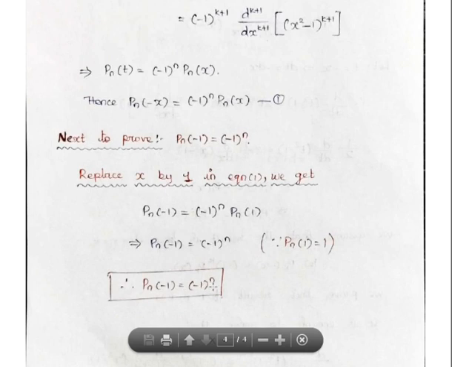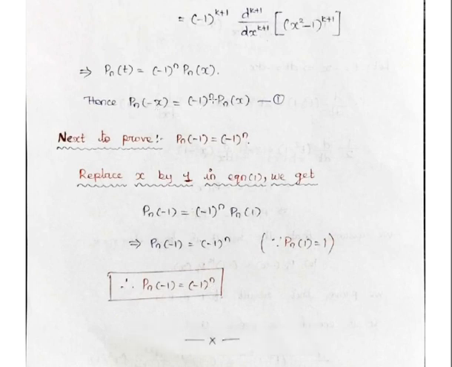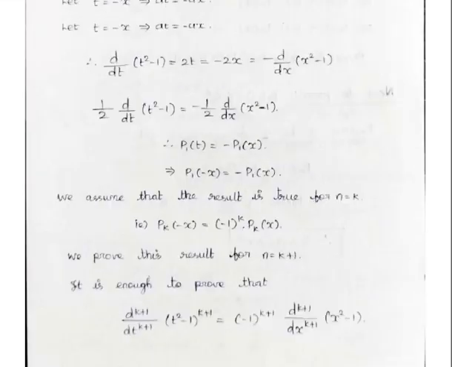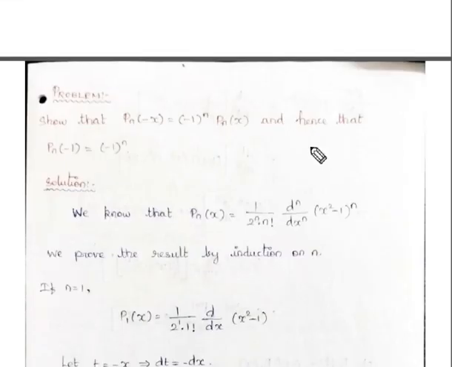Therefore Pn of minus 1 equals minus 1 power n, and Pn of minus x equals minus 1 power n into Pn of x. We prove this result and this result, hence the proof.